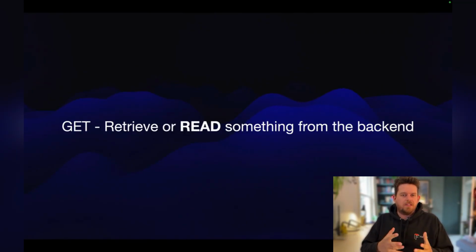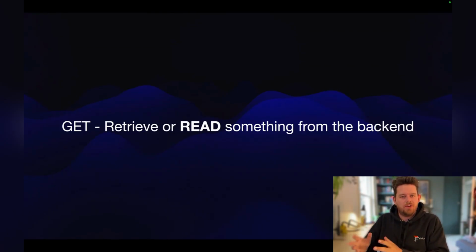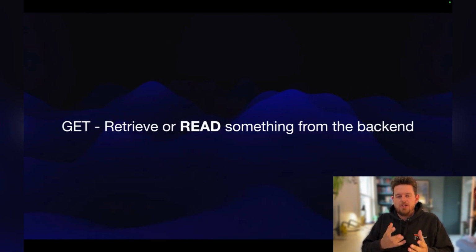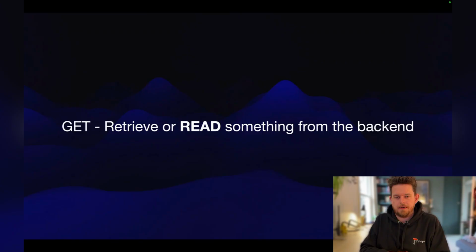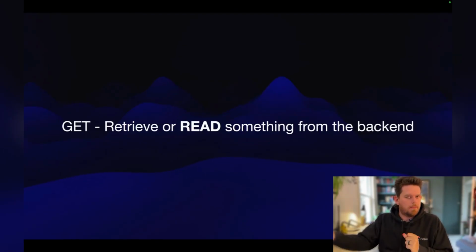So one of the things that we can do, one of the verbs that we can use, is we can get. So we can send a request to a server using the HTTP verb get. And the word get is used to retrieve or read something from the backend. Notice I have put some of these in bold as well. That we'll come to later. So we get something to retrieve or read something from a database or from a backend server.